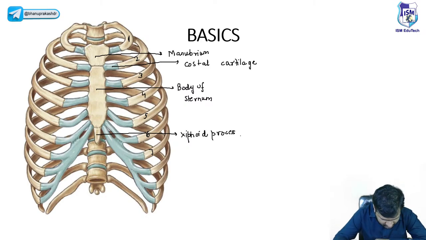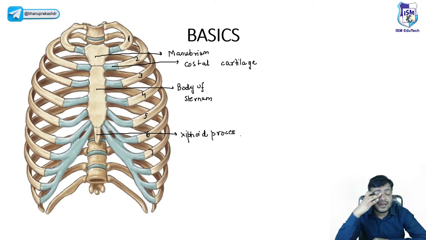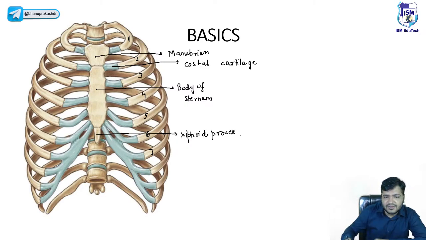Okay. Yes. So Angel Matthews is saying 12 pairs. Yes, Angel Matthews, Anushka, 7. Anushka, I told this concept in the class also. If you have listened to the lectures which I have taken in the class, as many ribs as there are, that many costal cartilages will be present.